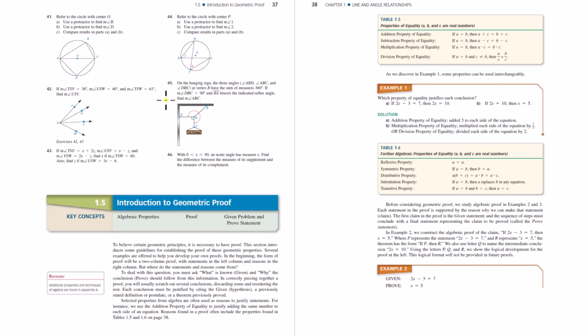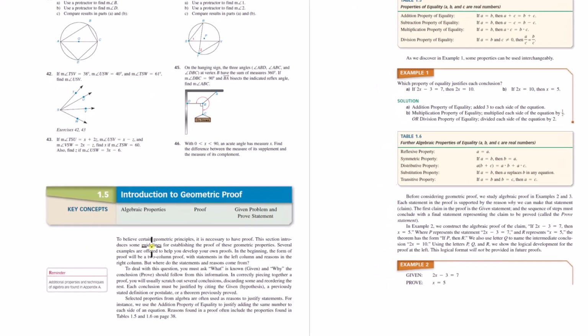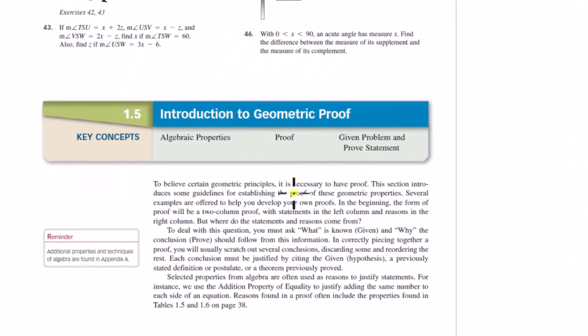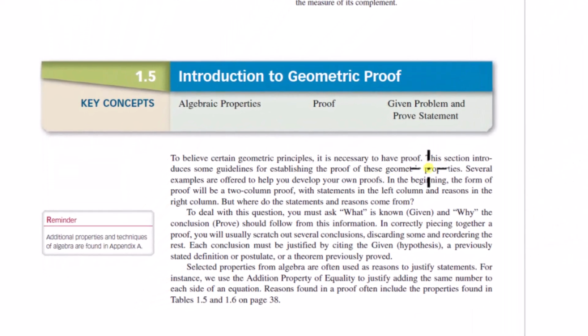a sense for it. So, all right, to believe certain geometric principles, it is necessary to have proof. This section introduces some guidelines for establishing the proof of these geometric properties. Several examples are offered to help you develop your own proofs. In the beginning, the form of proof will be a two-column proof with statements in the left column and reasons in the right column. But where do the statements and reasons come from?